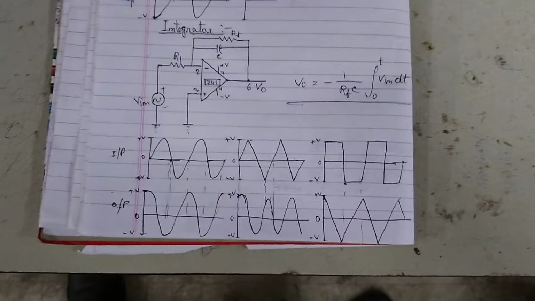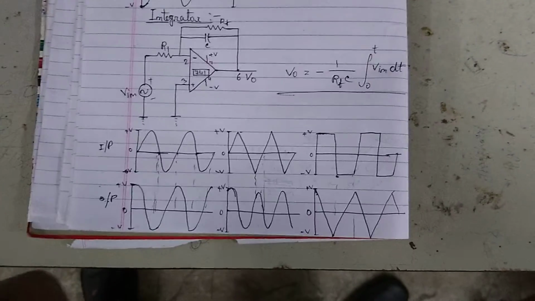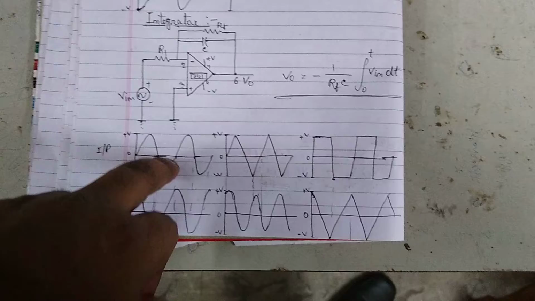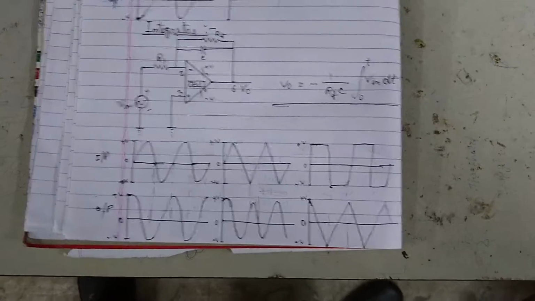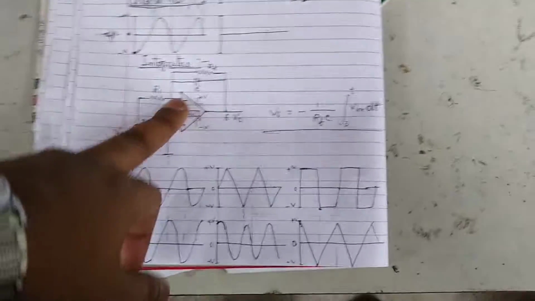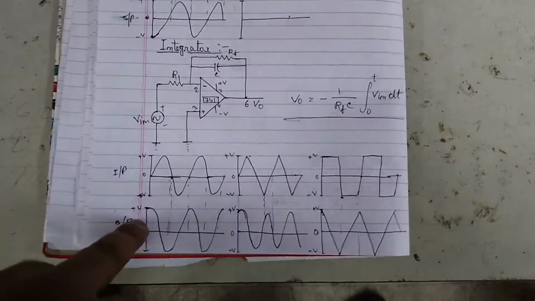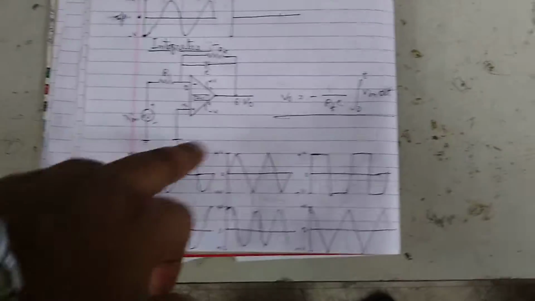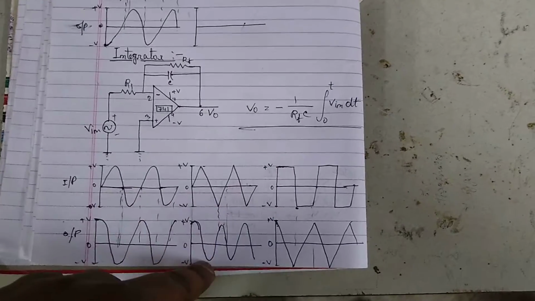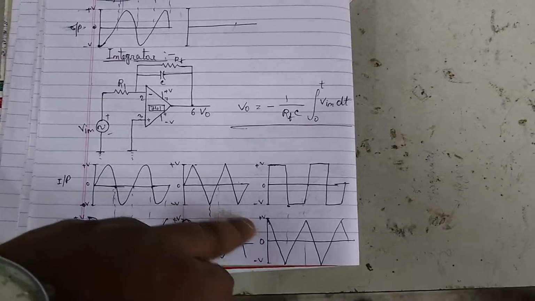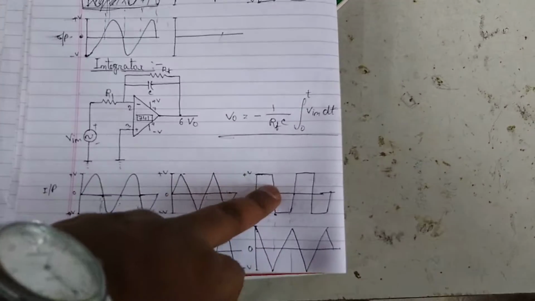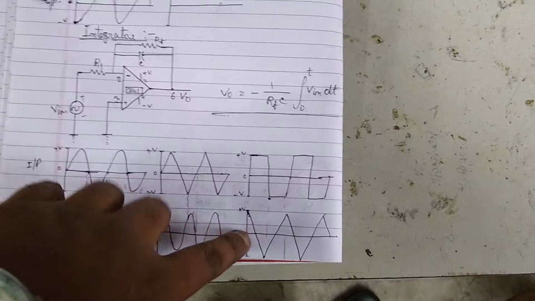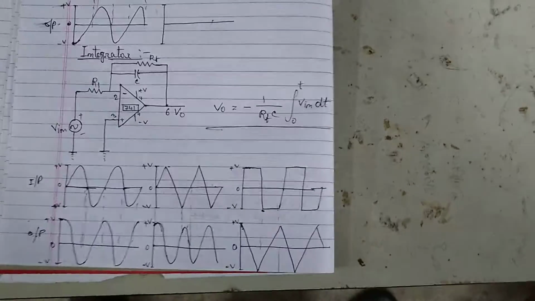Actually, in mathematics, we get a negative output when we apply sine to the integrator, but because of the op-amp inverting terminal, we are getting a 180 degree phase shifted output, that is a positive cosine. And for a triangular wave, we are getting a sinusoidal waveform. This is not exactly sinusoidal, but it is a type of sinusoidal. And if we apply a rectangular waveform, we will get a triangular waveform like this.